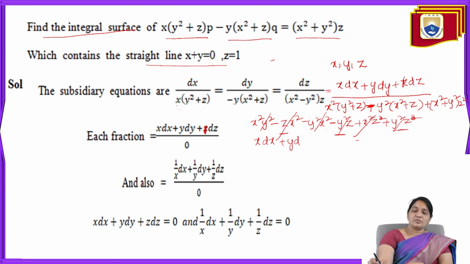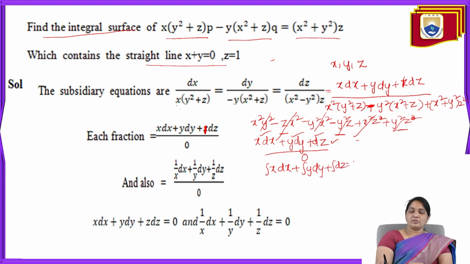So here z value taken 1. So y dy plus dz by 0. So these x, y, 1 are the multipliers. Now I am going to integrate that one. So integral x dx plus integral y dy plus integral dz equal to 0.